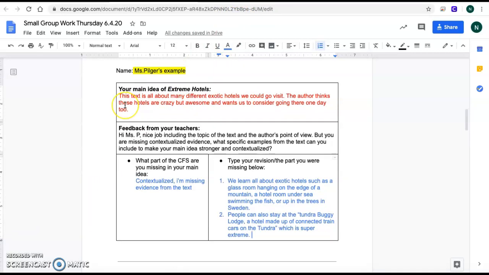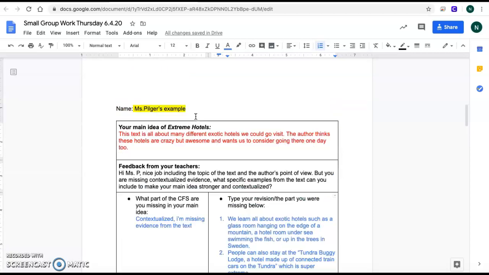Alright, so now here's what my main idea is about. Let's take a look at what I originally had and what I'm adding. This text is all about many different exotic hotels we could go visit. We learn all about, down here now, exotic hotels such as glass room, hanging on the edge of a mountain, a hotel room under the sea swimming in the fish, or up in the trees in Sweden. People can also stay at the Tundra Buggy Lodge, a hotel made up of connected train cars on the tundra, which is super extreme. And back to my original main idea, the author thinks these hotels are crazy but awesome and wants us to consider going there one day too.